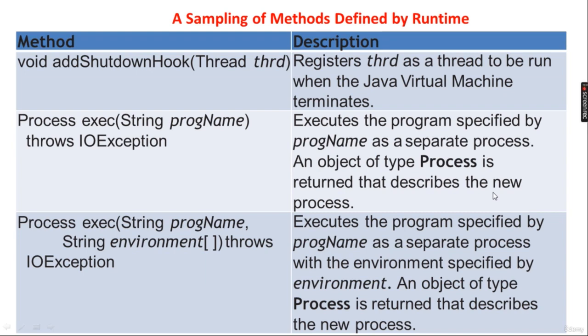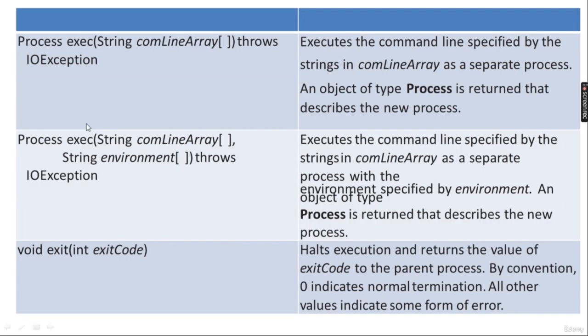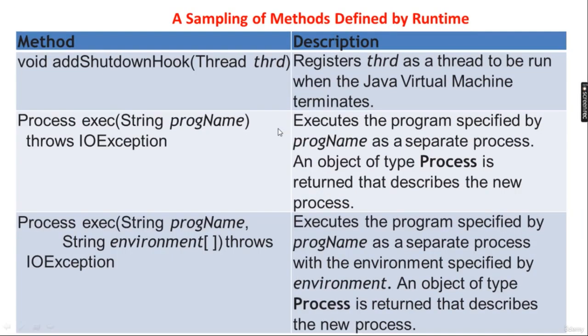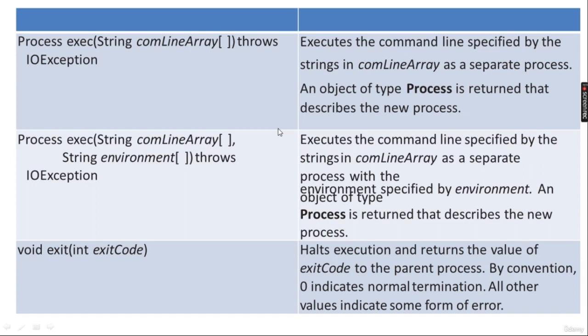Then Process exec(String programName, String[] environment) throws IOException executes the program specified by programName as a separate process with the environment specified by environment. An object of type Process is returned that describes the new process. Process exec(String[] comLineArray) throws IOException. This is the array. It executes the command line specified by the strings in comLineArray as a separate process.